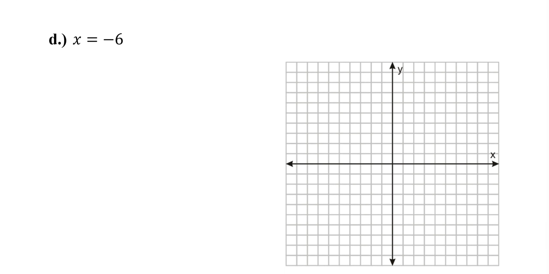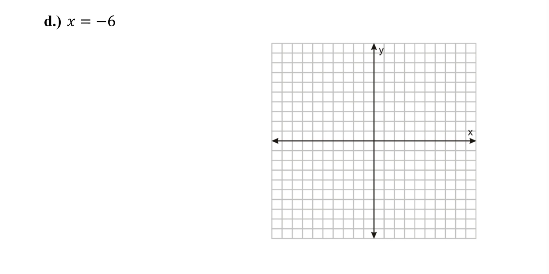Let's see the other one. So now we have x equals a number. So this one looks a lot different, right? This is not anywhere close to the form y equals mx plus b. This is x equals a number. Anytime you have x equals a number, this is a vertical line. So you're just going to go to negative 6.